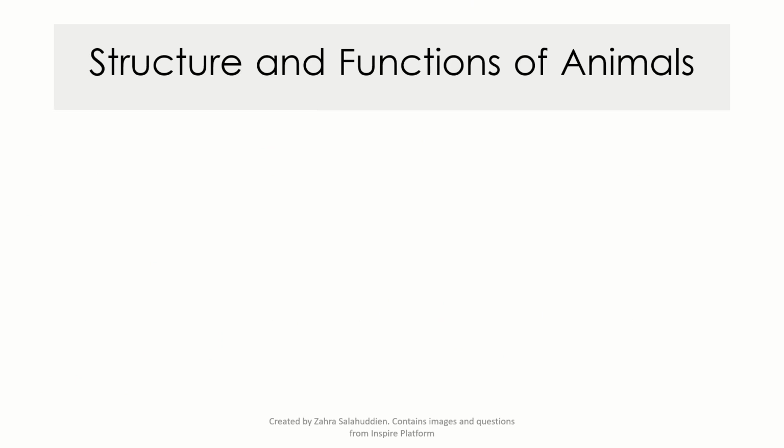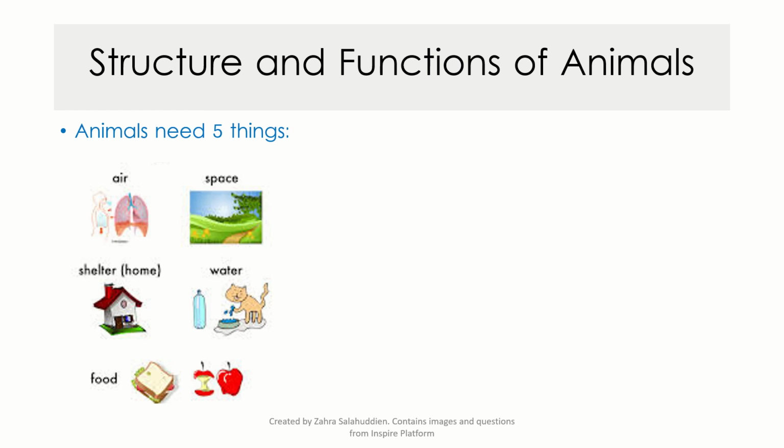Hi everyone. This review is about the structure and functions of animals. Animals need five things to live, just like plants. Some of these things are different. We need to know what they need and what they use it for.